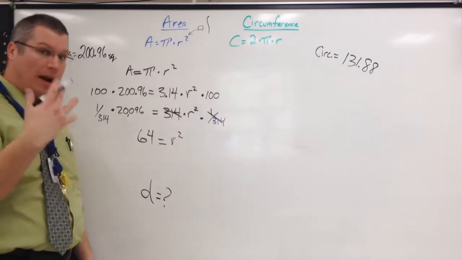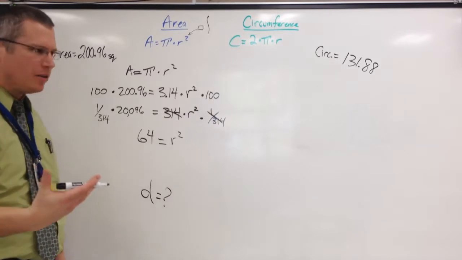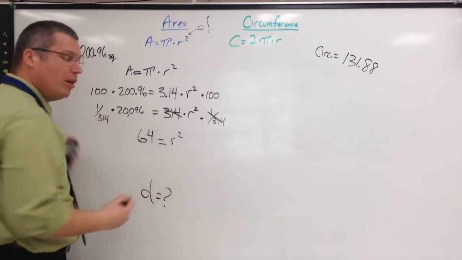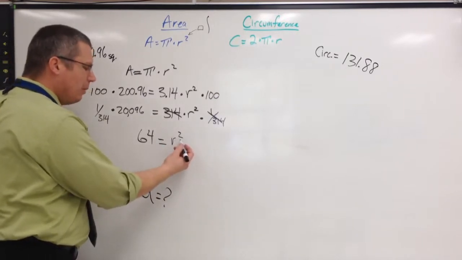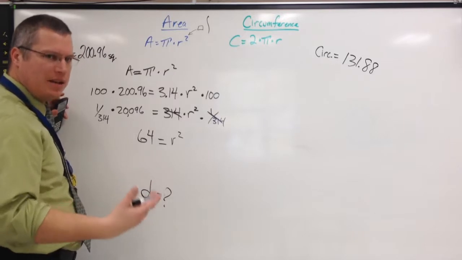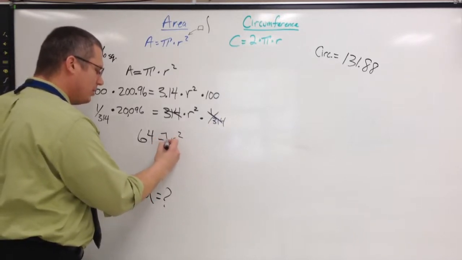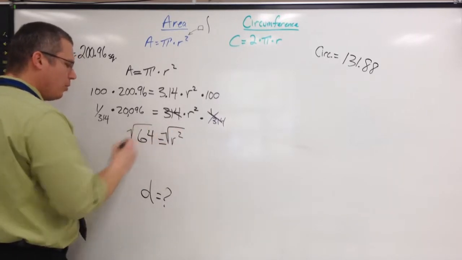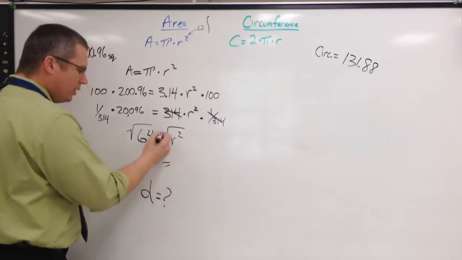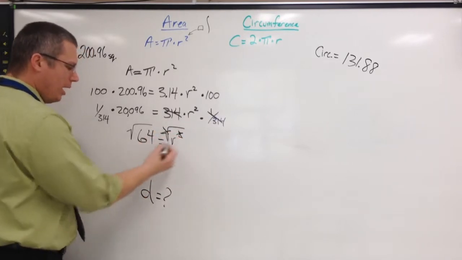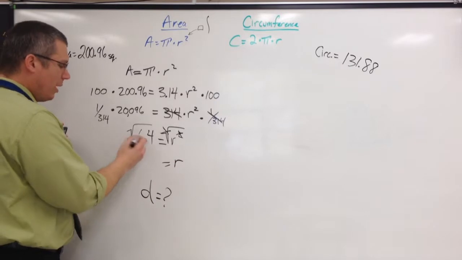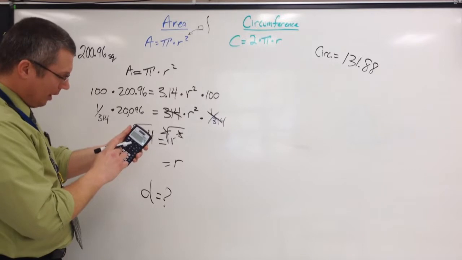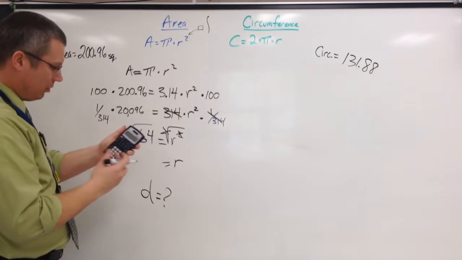Okay, so a number squared equals 64. I think we can understand what number it has to be. But algebraically, how do I remove an exponent of 2? When I remove an exponent of 2, I do the opposite operation, the inverse. The inverse of squaring something is to square root something. So if I square root one side, I'm going to square root the other. The square root cancels out the exponent. I'm left with just the radius. Square root of 64. Okay, second x2 button, 64 equals 8.